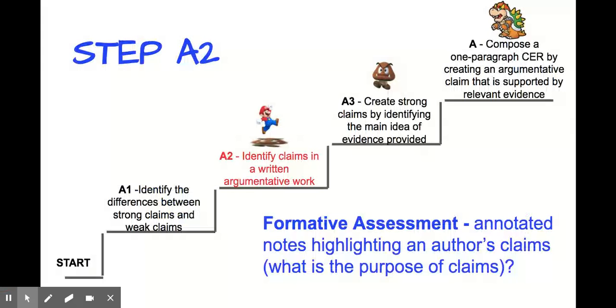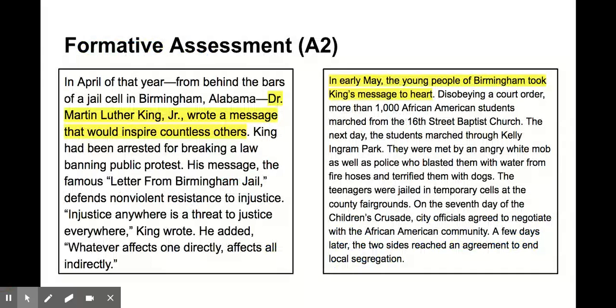When students move on to step A2, they will identify claims in a written argumentative work. Again, there's a formative assessment where students will take annotated notes focused on highlighting claims the author makes. Our student example is a text that students read where their objective, again, is just to identify those claims by highlighting them.